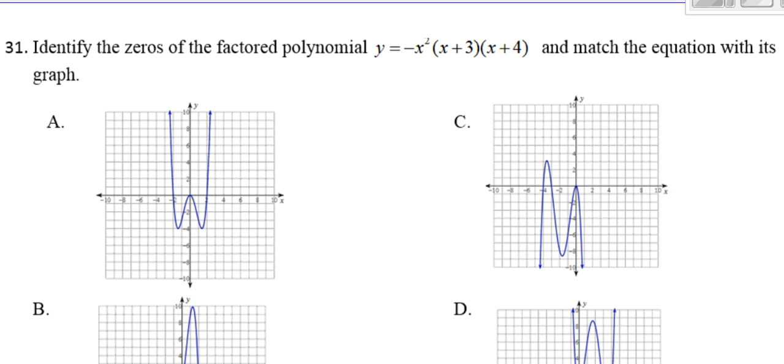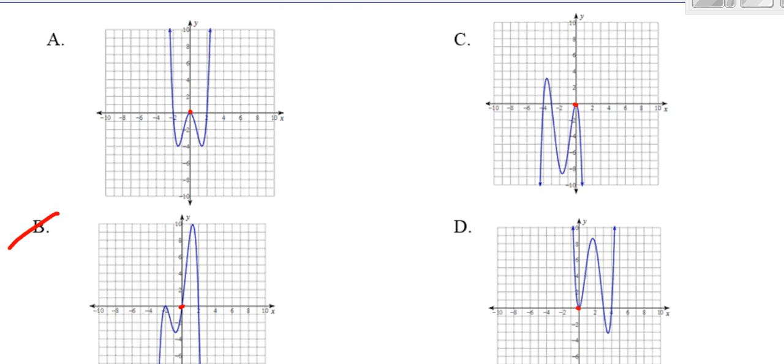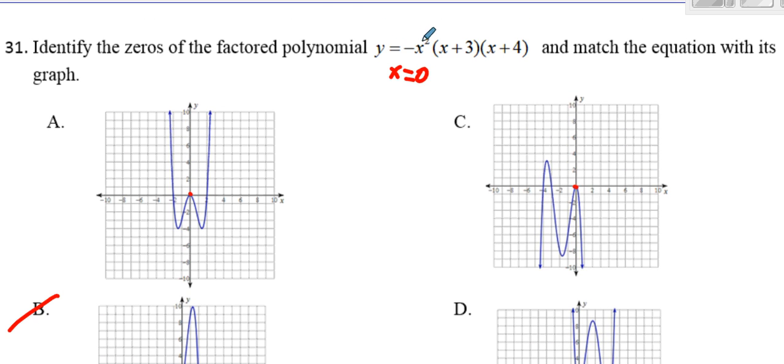So this is kind of a reverse of what we just talked about with graphing it to see what the zeros are. Since we have an x squared, that means x equals 0 with a multiplicity of 2. So that means we're going to be touching x equals 0, and it's going to bounce at 0. This one does not bounce at 0, so it's not B. It bounces because it had a multiplicity of 2.